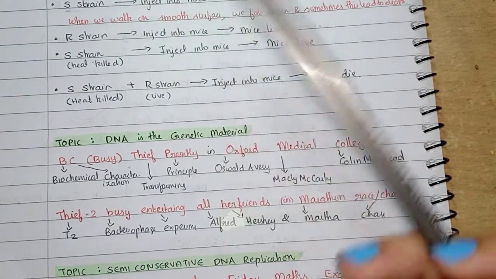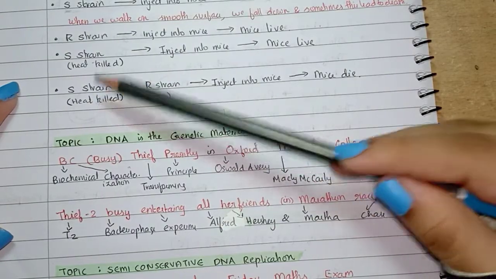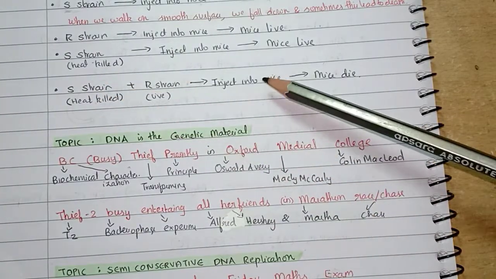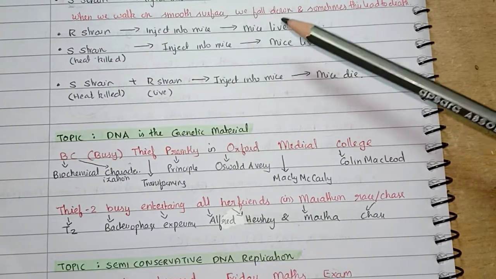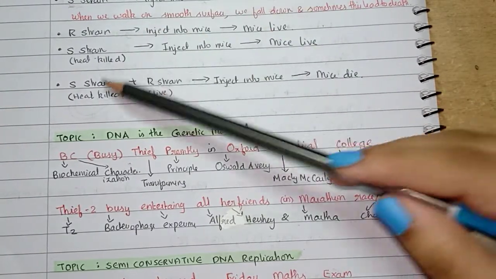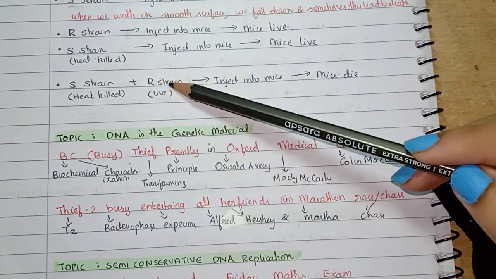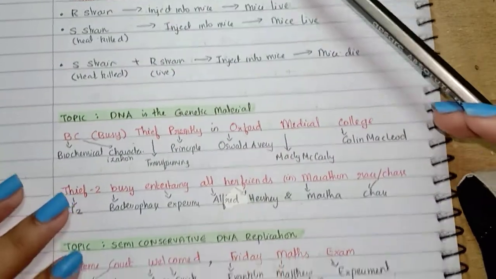So what happens? Something from the R strain goes to the S strain, which makes it virulent, that is it makes the mice die. So we don't know what it is, but they know there is something present in the R strain which is present in the S strain. Even after heat kill it's present, but this R strain gives it to the S strain.